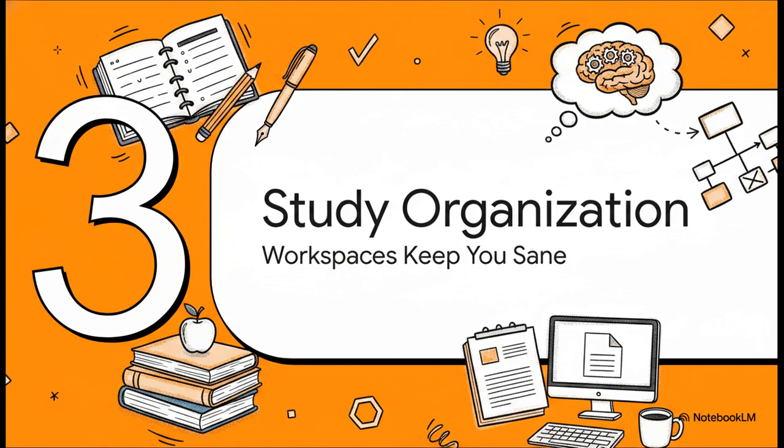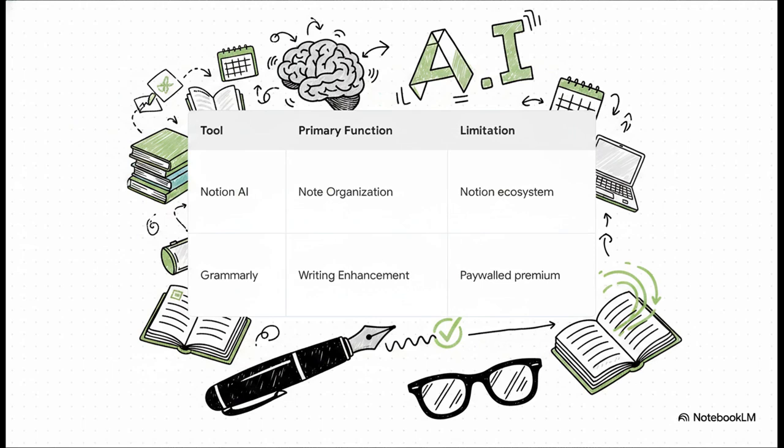These are the workspaces that keep you sane and, of course, polish up your final outputs. For this category, we're looking at two primary recommendations, Notion AI and Grammarly. Think of Notion AI as your organizational cortex. It keeps everything in one place to prevent that exhausting friction of context switching. And Grammarly, even just on its free tier, acts as your invisible editor for real-time text enhancement.